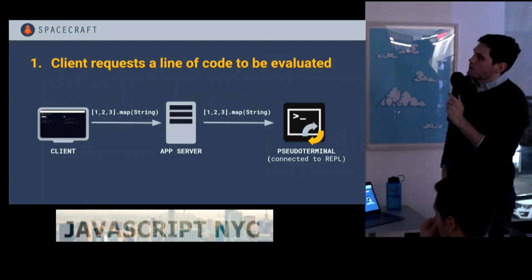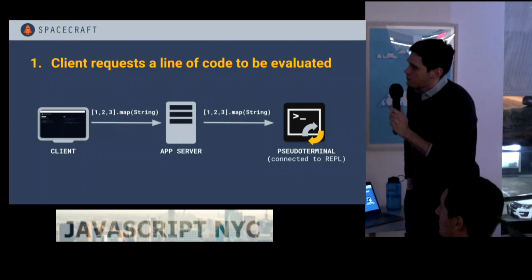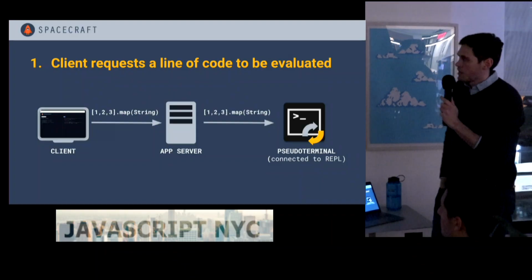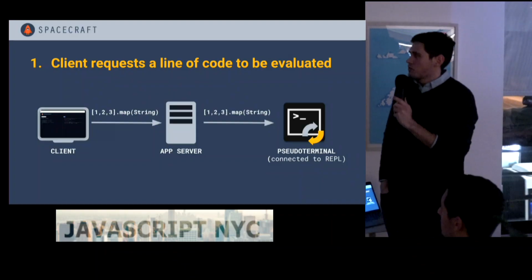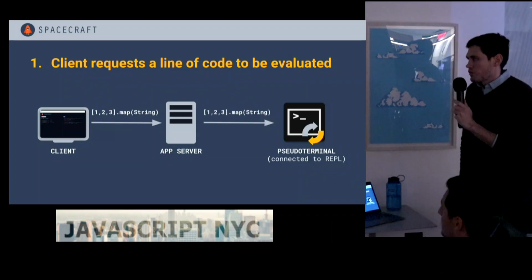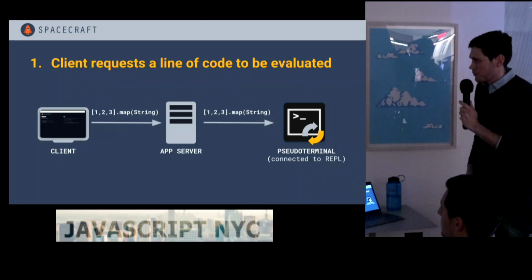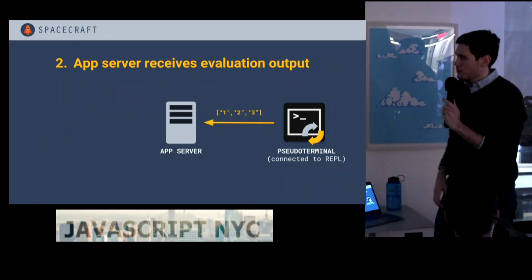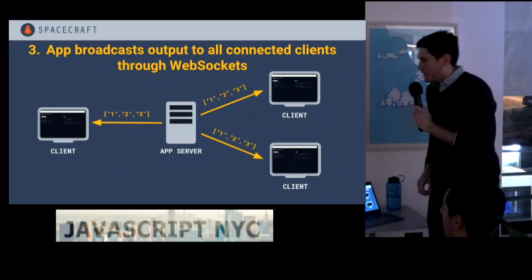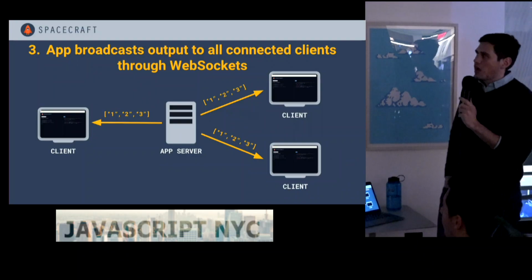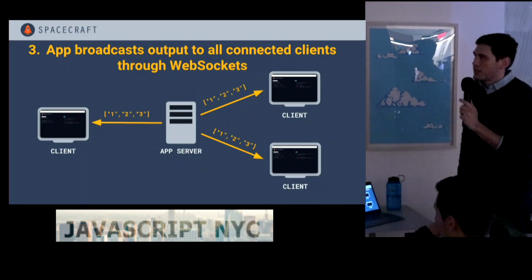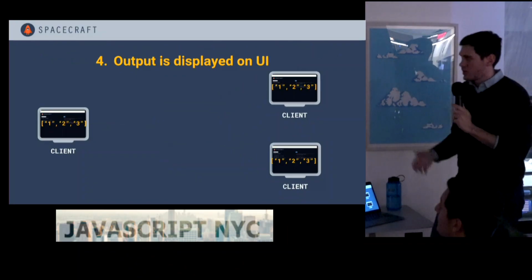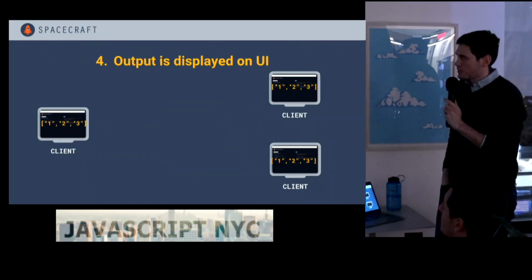So this is how it looks usually, where a client requests a line of code to be evaluated. This is very similar to what I did in the demo. The client sends some code to the app server, which then speaks to the REPL program through the pseudo terminal. And then the output is sent to the app server. The app server then broadcasts that output through WebSockets to all the connected clients that are collaborating. And so then everyone's display is updated at the same time.